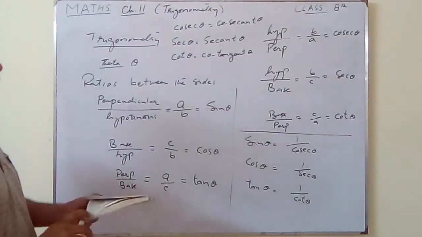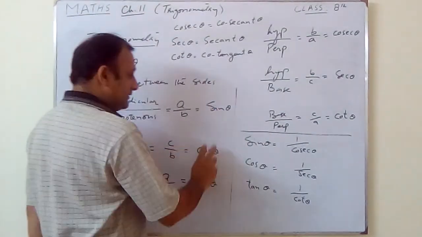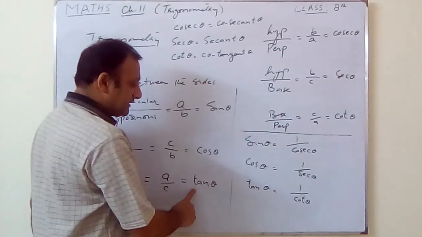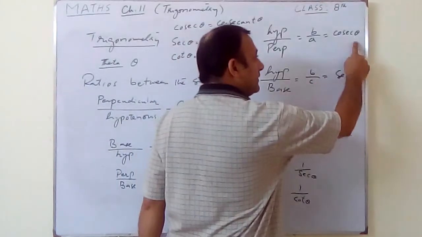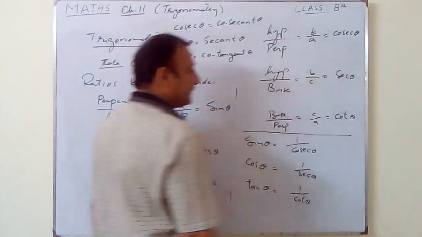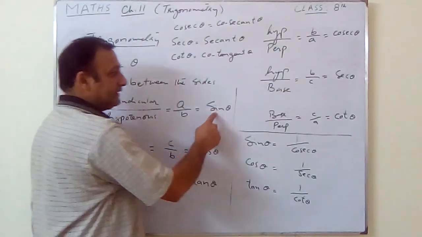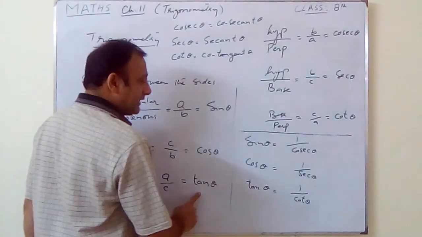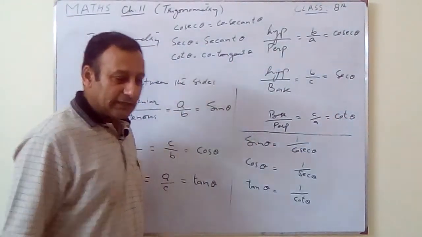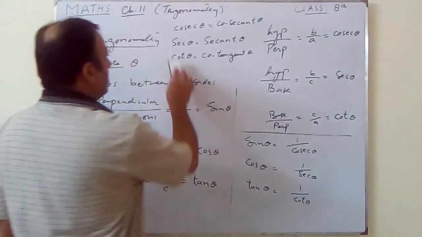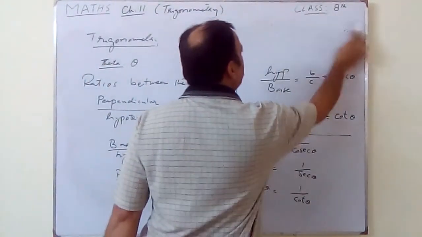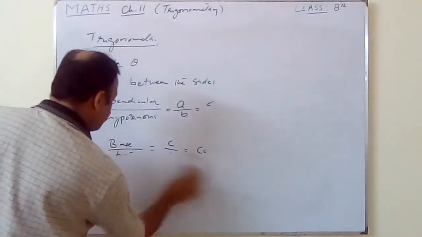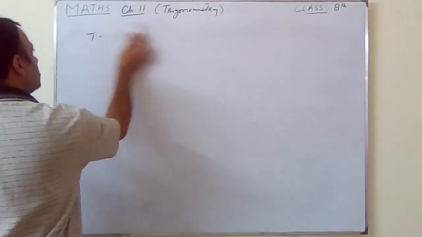So you must remember the actual names of sin, cos and tan. It is sine, cosine, tangent, and cosecant, secant, and cotangent. The reciprocal of sin theta is cosecant theta, the reciprocal of cos theta is secant theta, and the reciprocal of tan theta is cot theta. These are the reciprocals. Next, we have to find the different angles.